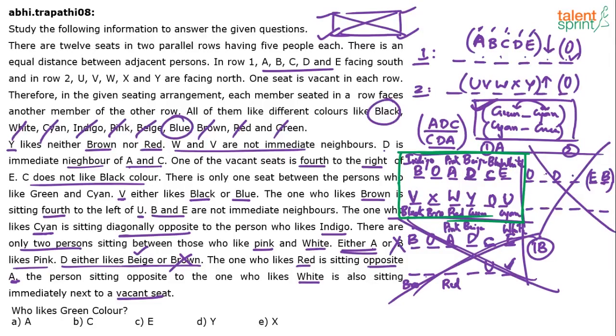And I think there's one question that we have, right? Who likes green color? Green color is Y. Y likes green color. I don't have the other questions. Abhi had not posted the other 4 or 5 questions here. He has posted only one question. But like I said, answering the questions is very easy once you have done the arrangement, right?